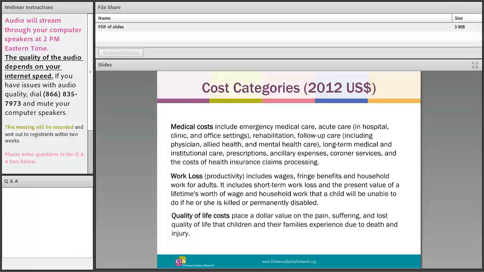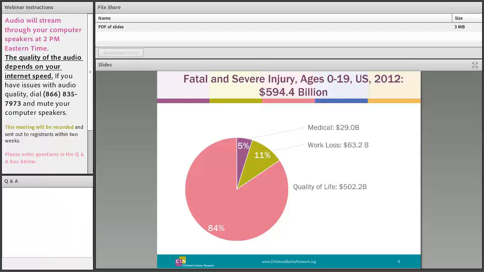So for those 2012 injuries among the 0 to 19-year-olds, quality of life costs make up about 84% of the total comprehensive costs. And while they are somewhat intangible measures of the value of life and quality of life, they are really important to our field because injuries are the leading cause of death among our kids and teenagers, and it's important that we be able to measure the burden of that.